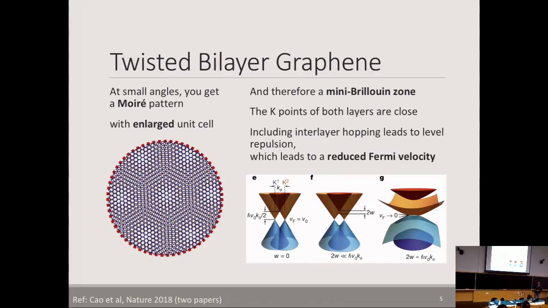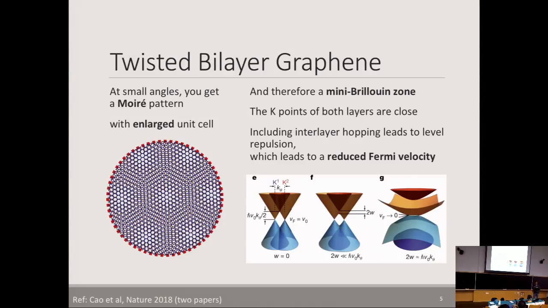Now the twisted bilayer graphene is exactly as simple as you'd expect. You just take two layers of graphene and you put them on top of each other with a slight angle. So what you then get is this beautiful moiré pattern. So you get a periodicity which is much larger than the original periodicity of your honeycomb lattice. And because you have such a very large periodicity in real space, what that means in momentum space is you get something which is called a mini Brillouin zone. Your Brillouin zone folds back to something which is much smaller than the original Brillouin zone.